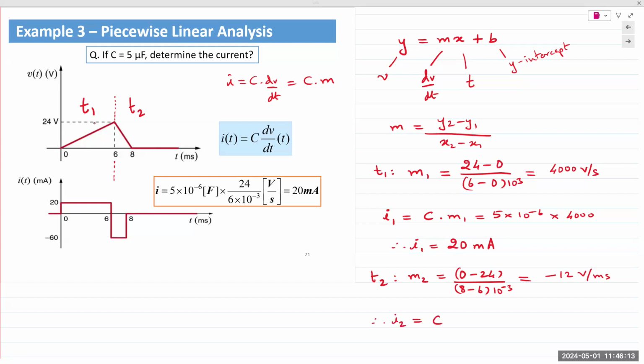Therefore, current I2 is C times M2, minus 60 milliamps. You plot this, and you get what is shown in the second image. Straight line of 20 and a straight line at 60 or minus 60.